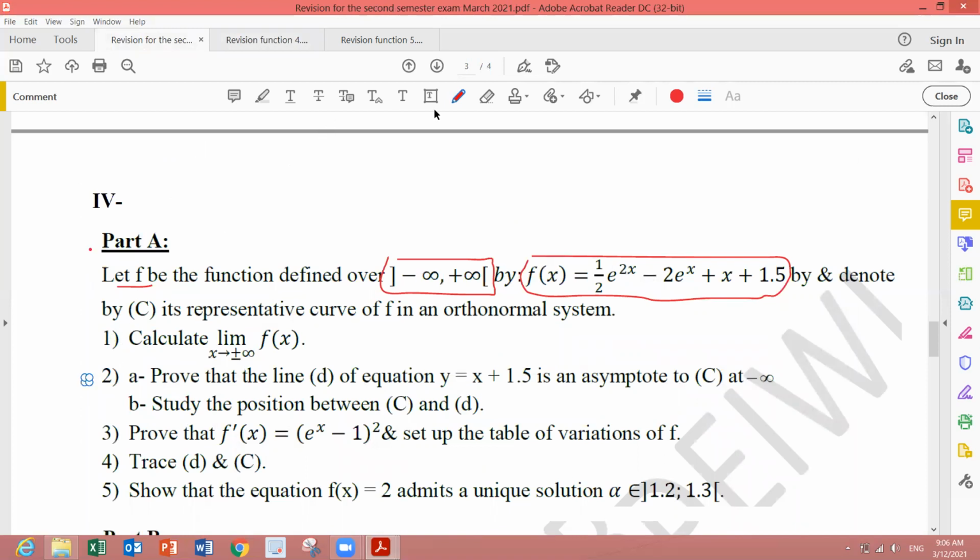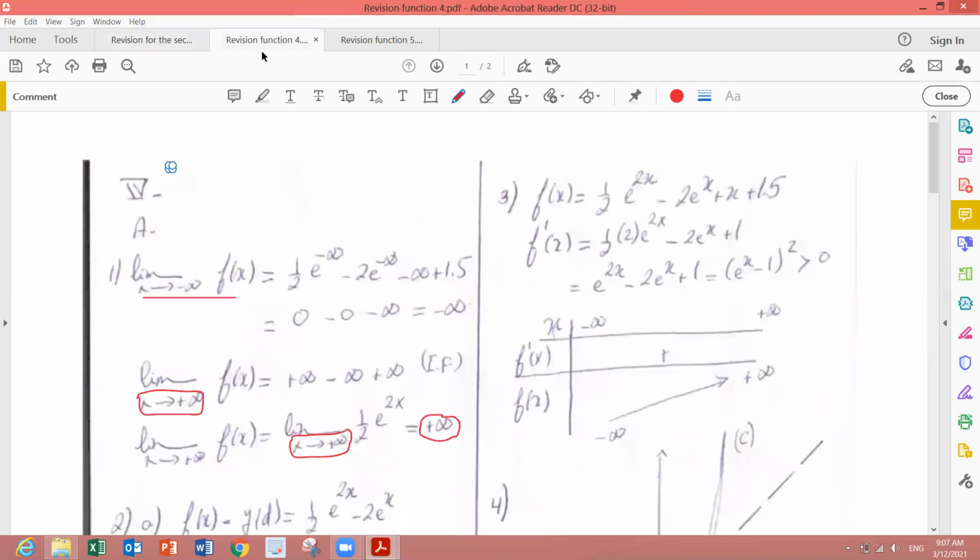Part 2a. Prove that the line D of equation y equals x plus 1.5 is an asymptote to C. To prove this line is an oblique asymptote, we have to prove that the limit of f of x minus y of D as x tends to minus infinity is 0.